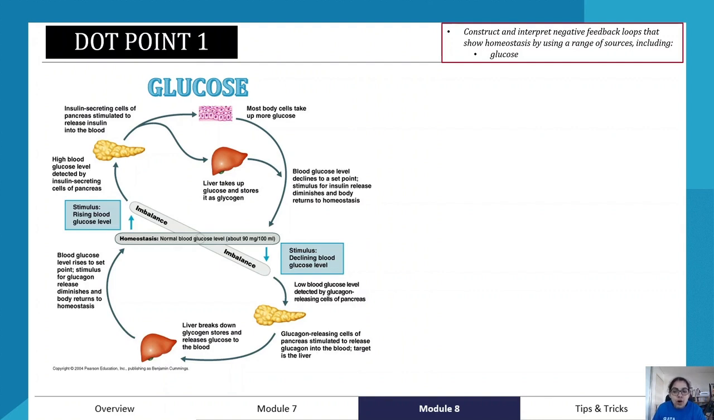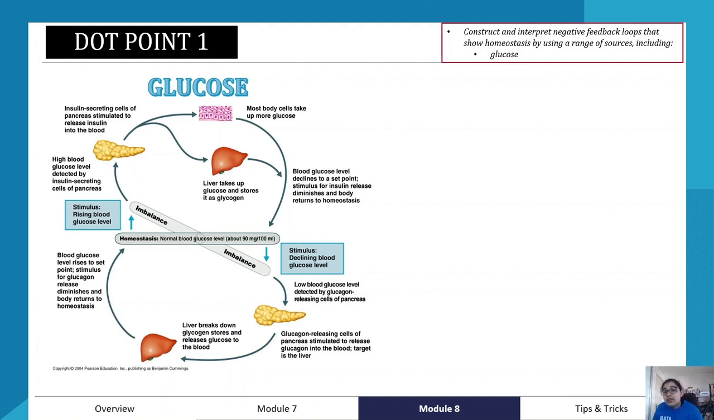So the two hormones that you need to remember here, firstly, are insulin and glucagon. Insulin is the one that is released by the beta cells of the pancreas. Let me say that again. Insulin is a hormone which is released by the beta cells of the pancreas, and it is released in order to control and decrease the blood glucose level. So when glucose levels are high, insulin is released.